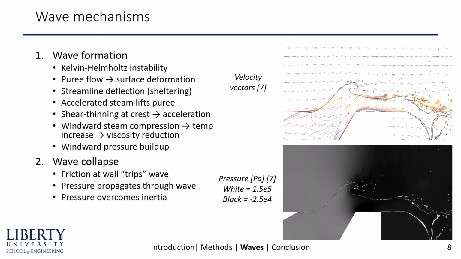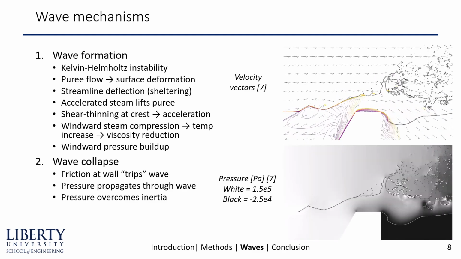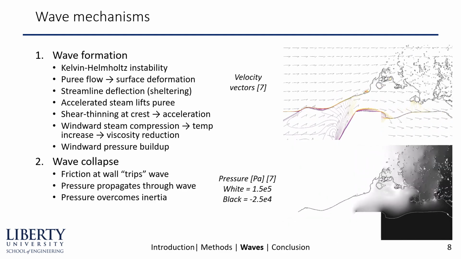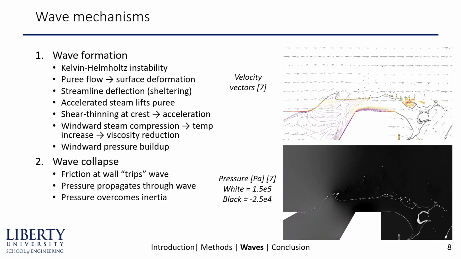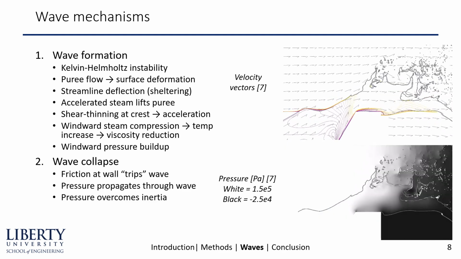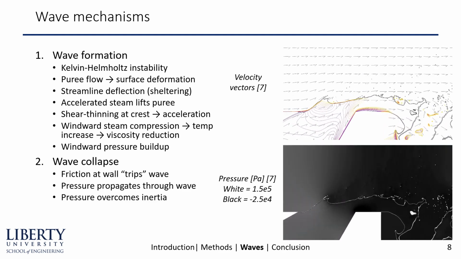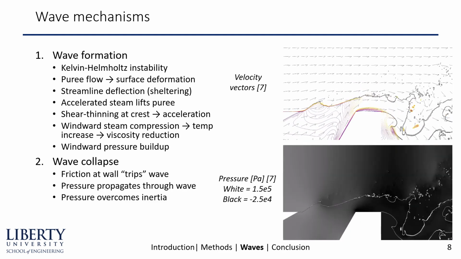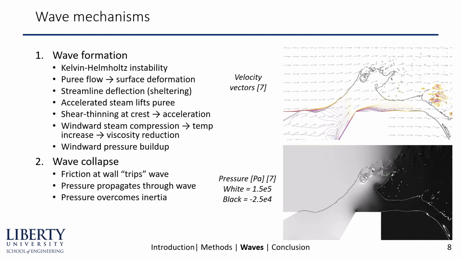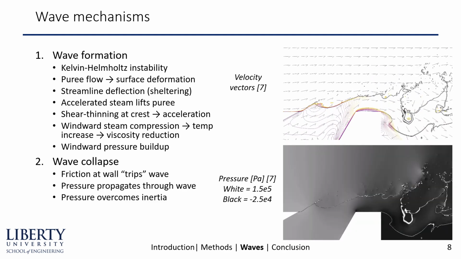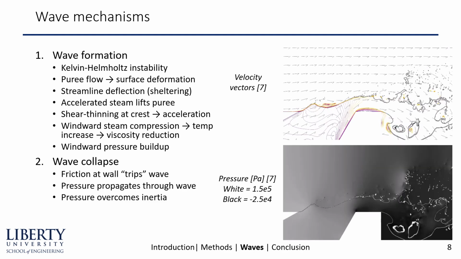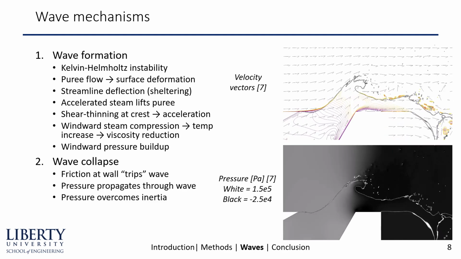This increases temperature and pressure. The increase in temperature reduces the viscosity even further for acceleration. As the wave moves across the beach area, it experiences friction at the wall that wants to make it trip over, so to speak, and you start to see that pressure propagate through the wave to produce that radial bulge. And eventually the pressure just overcomes the inertia of the wave and it collapses down.